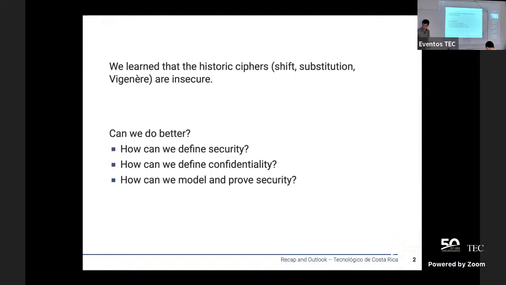For this class, we will only focus on the first two, and how to model and prove security, we will cover in the next lecture. And that will be really information theory, will be really informatics or computer theory, where we will use also complexity classes and reductions and those things.